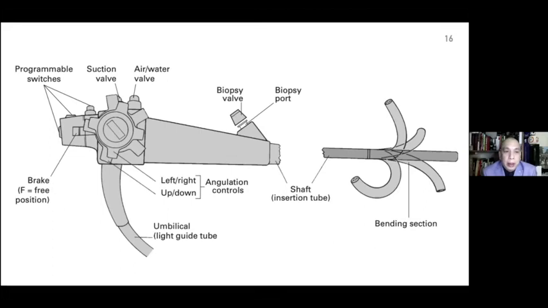The switches can be programmable, and the one on top here is the suction valve. The one below is the air water valve, and then this is the control unit. There are brakes for you to be able to lock the knobs. The bigger knob controls the up down movement of the bending section, and the smaller knob, the left and right angulation of the bending tip of the scope.